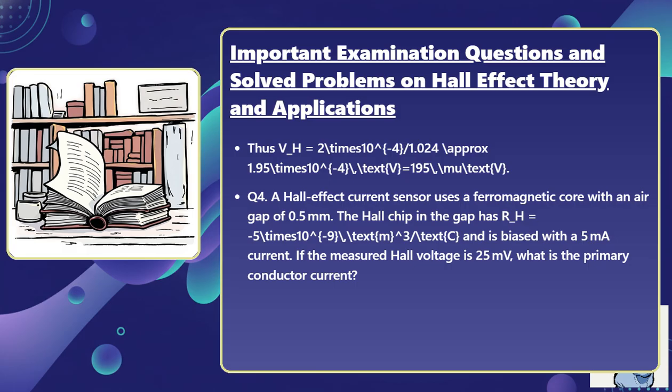Question 4. A Hall effect current sensor uses a ferromagnetic core with an air gap of 0.5 millimeters. The Hall chip in the gap has Hall coefficient negative 5 times 10 to the minus 9 cubic meters per coulomb and is biased with a 5 milliampere current. If the measured Hall voltage is 25 millivolts, what is the primary conductor current?